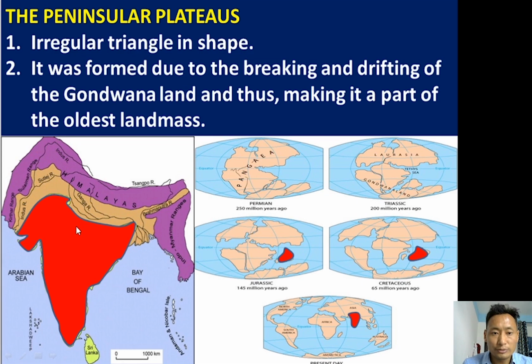If we compare the other physical features of India, this peninsular plateau is much older. Why? The Himalayan mountains and the Great Northern Plains were formed after the collision of the Indian plate and the Eurasian plate. That shows this peninsular plateau is much older than the other physical features or physiographic divisions of India.